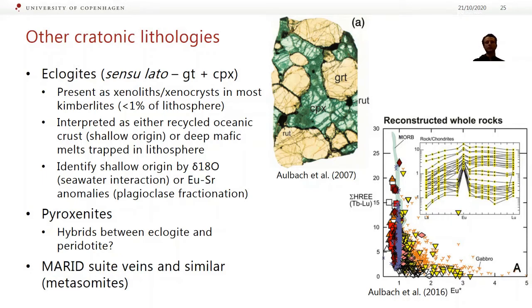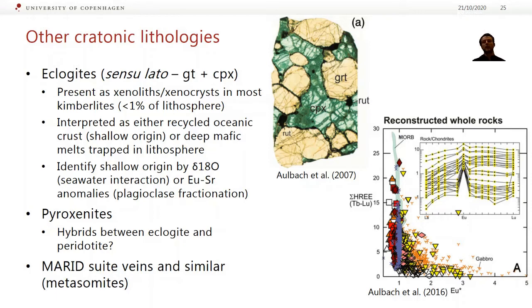So in the bottom right, there's a plot from Aulbach et al. 2016, and you can see that cratonic eclogites generally form these diverging trends. One has an increasing europium anomaly, so that's on the x-axis, at low heavy rare earth element contents. And so these are interpreted to represent gabbros from deeper in the oceanic crust. The other trend is towards very high heavy rare earth element concentrations with no or a slightly negative europium anomaly.